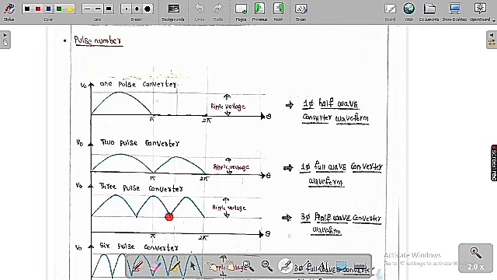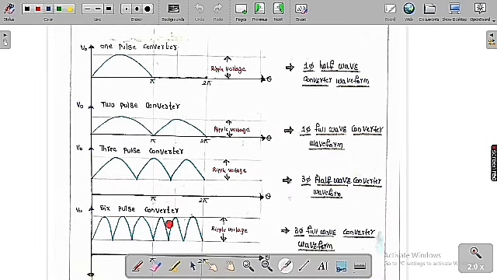A 3 pulse converter means in a given period of 2 pi we are going to get 3 pulses, and this is the ripple voltage. Simply we can say that this is the output of a 3 phase half wave converter waveform. Suppose a 6 pulse converter means in the output we are going to get 6 pulses in a given period of 2 pi, and this is the ripple voltage. So this is the output of a 3 phase full wave converter waveform.